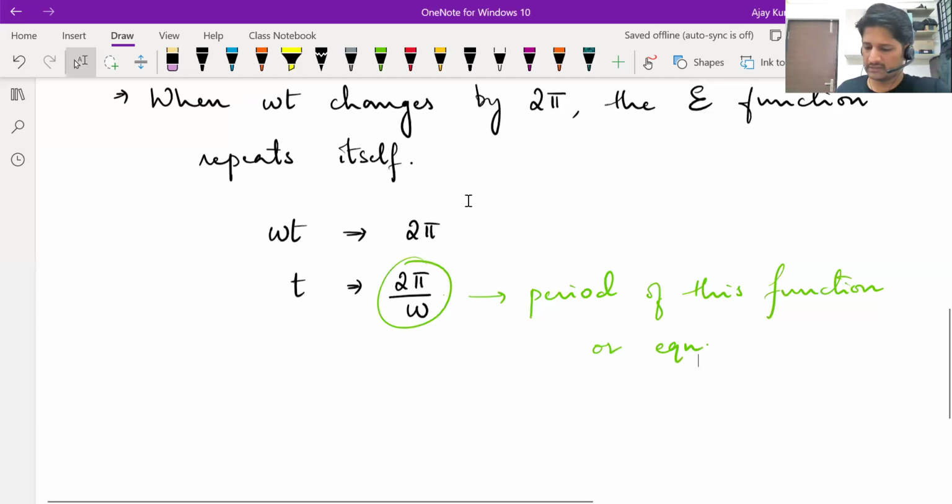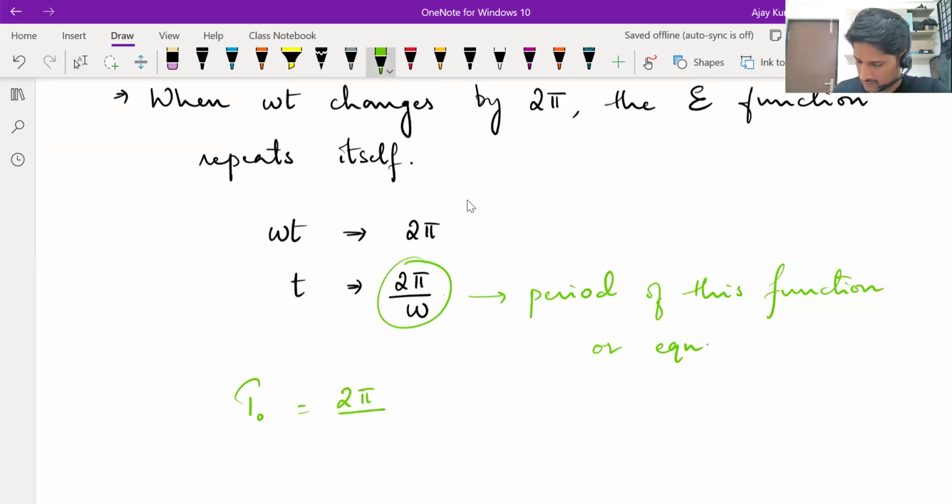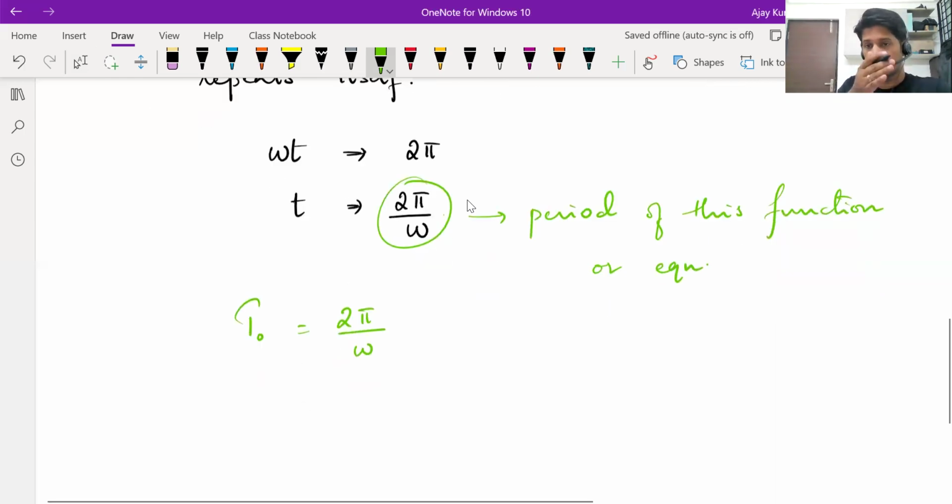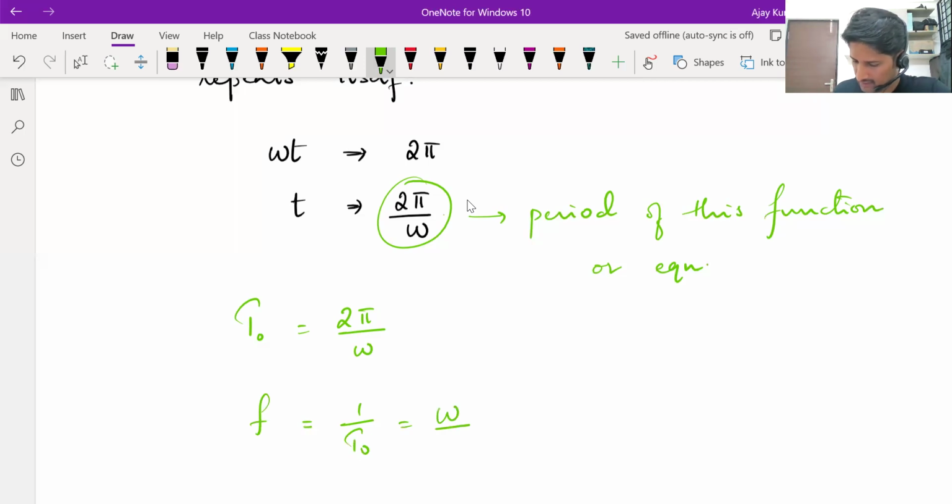Okay. And if 2 pi by omega is the time period, you can write T naught is equal to 2 pi by omega. By definition, what is time period? Time period is the time taken to complete one cycle and repeat the cycle. The inverse of time period is what we call frequency. Basically, frequency is number of cycles per second. Time period is number of seconds per cycle. Inverse of it, number of cycles per second, is what we call frequency. So you can say frequency of this function is 1 by T naught, that is omega divided by 2 pi.